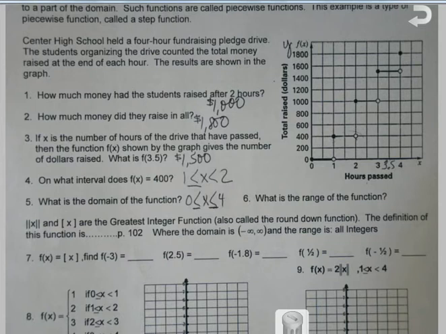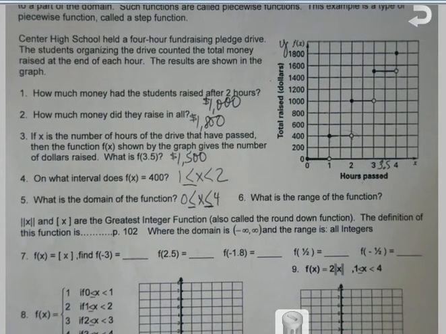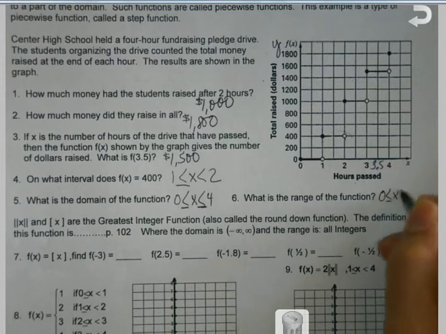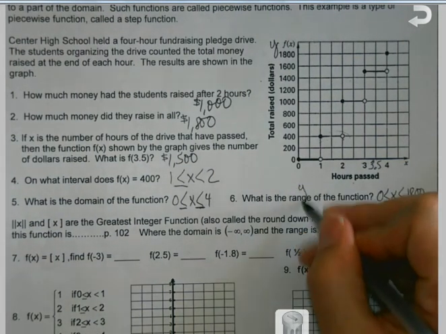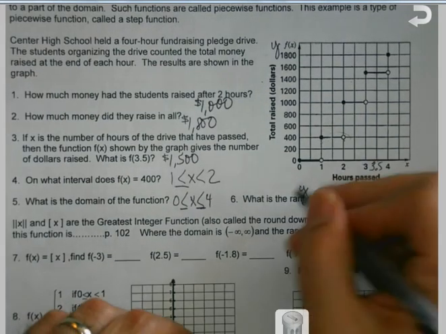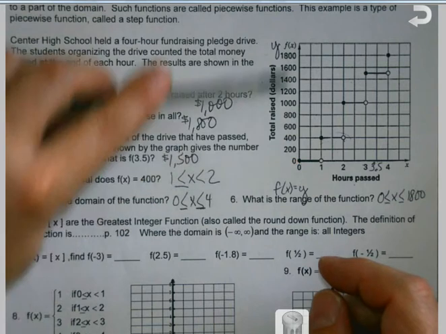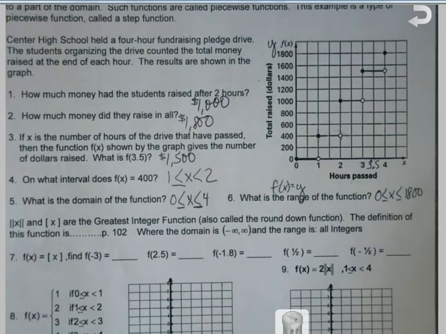What about my range? Least to greatest. Yes, sir. 0 is less than x, which is less than 1800. Nicely said. We want to be between 0 and 1800 because, again, range is my y values or my f of x values. And so I just go from least to greatest. All right.